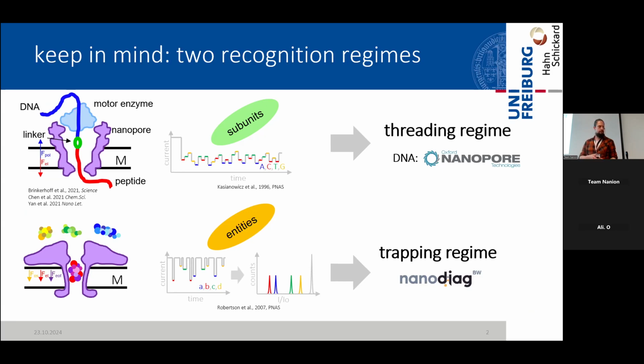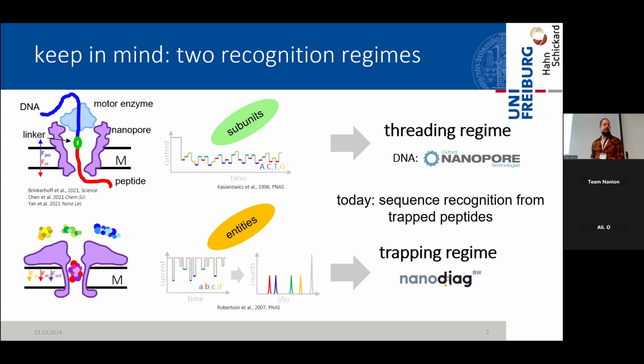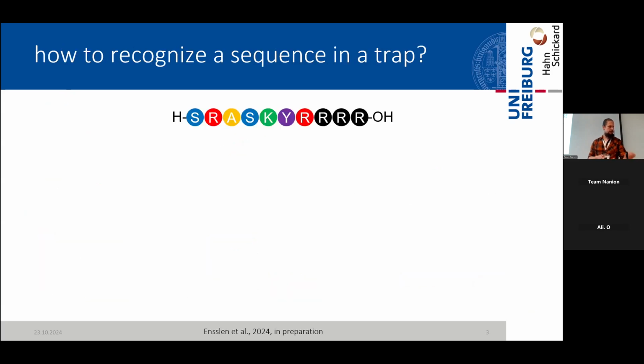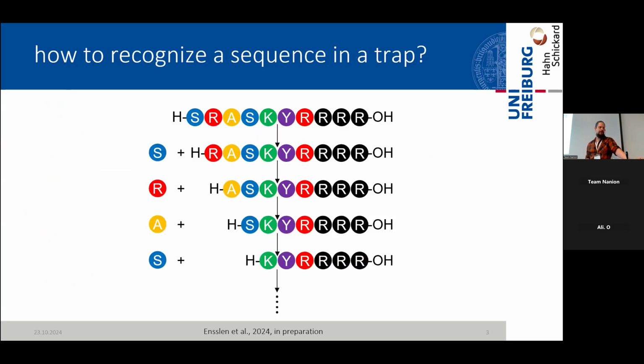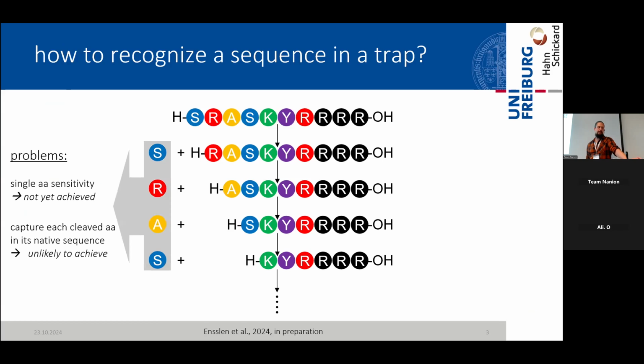Today's topic, I hope, is that I can convince you how we can really recognize sequences of peptides while they are trapped in such a nanopore. And just to give you an idea of how we do that, if you think of a random peptide sequence like this and how you would really read out the sequence of this peptide, the first thing which might come to your mind is that you simply chop off amino acid after amino acid from one terminus, and then you look at what you have cleaved from the peptide, right? But if you do this, you will immediately end up facing two limitations of your experiment.